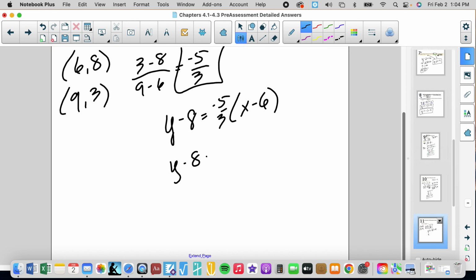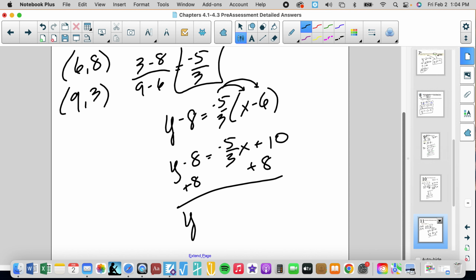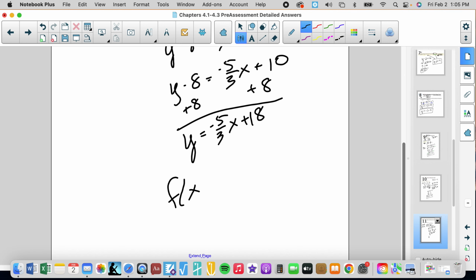y minus 8 equals -5/3 times (x plus 10). We're distributing to both terms. And then let's add 8. We get y equals -5/3 x plus 18. And let's write it as a function: f(x) equals -5/3 x plus 18.